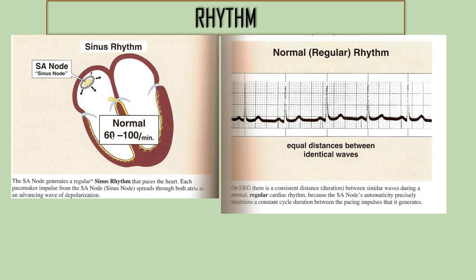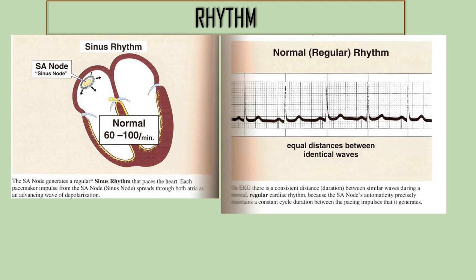Hello, let's start with the rhythm of the ECG. The SA node generates a regular sinus rhythm that paces the heart. Each pacemaker impulse from the SA node spreads through both atria as an advancing wave of depolarization. SA node, or sinus node, sinus rhythm, normal 60 to 100 per minute.